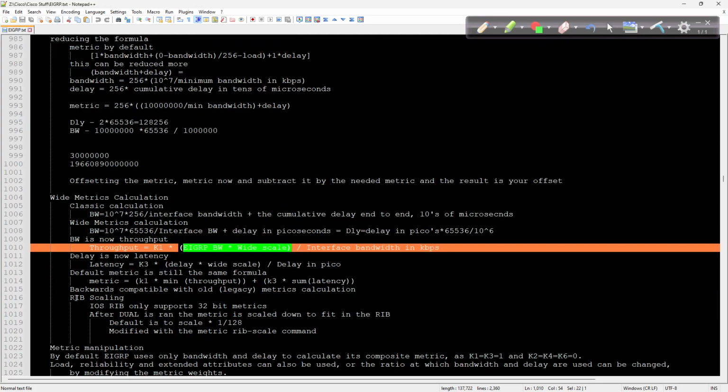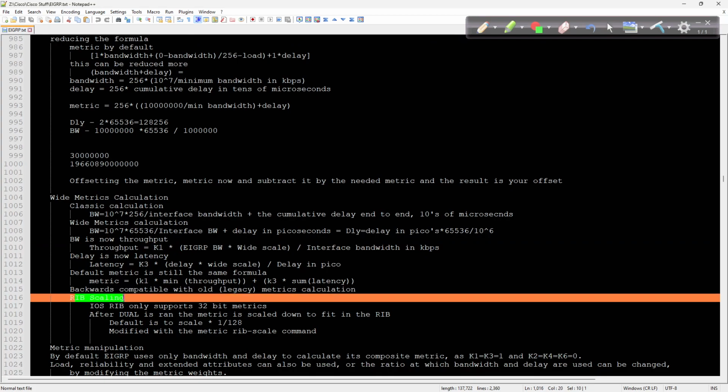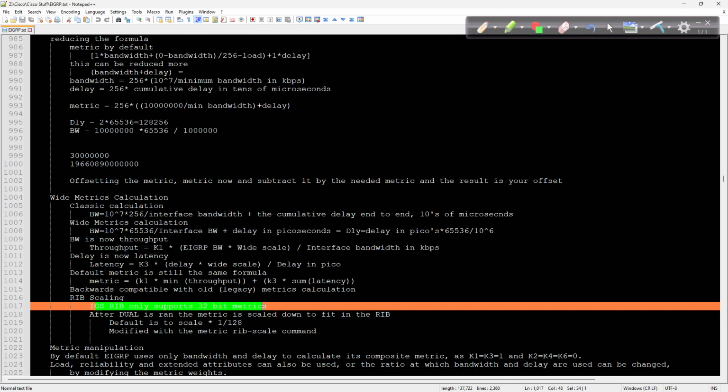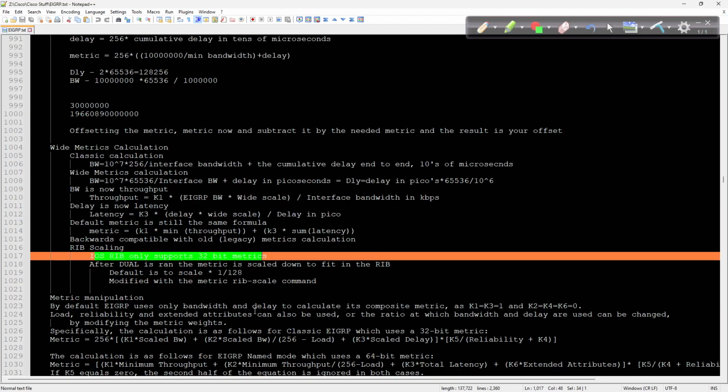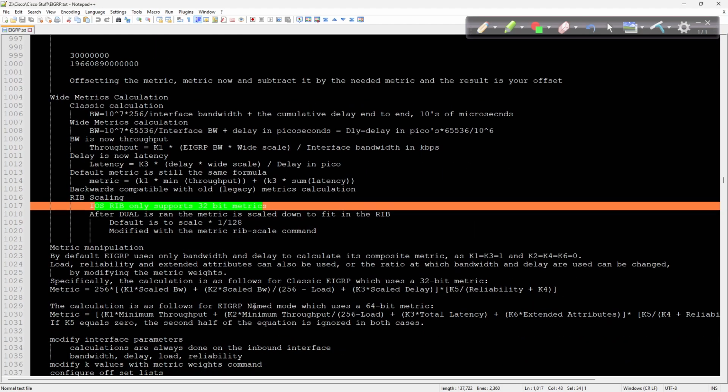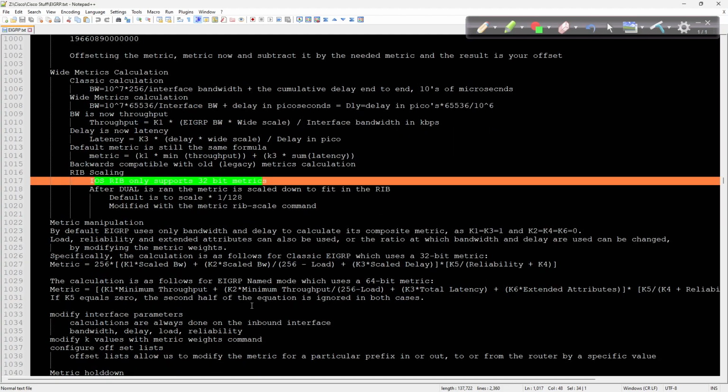Now, you have this new thing known as the RIB scaling. This is a new way of looking at things. So IOS RIB only supports 32-bit metrics. After DUAL is run, the metric is scaled down to fit the RIB. So I believe it is a 64-bit value on wide metrics.